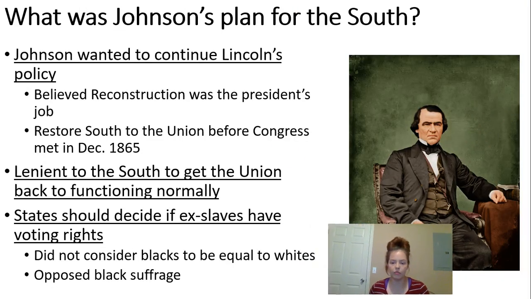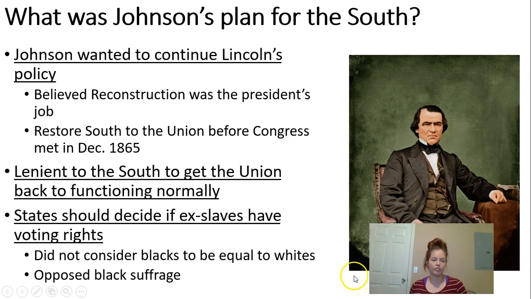So looking into what Johnson's plan for Reconstruction is now that he's president. Essentially, Johnson wants to continue Lincoln's policy. He believes that he, as the president, should be in charge of the Reconstruction process, and his goal is to really restore the South to the Union before Congress has their meeting in December of 1865. The main thing he wants to do is be lenient toward the South, because if you're more lenient, then you can rejoin the South to the United States faster. If we start talking about punishment, then that's an extension of getting everything back to functioning normally, how things were almost before the Civil War.